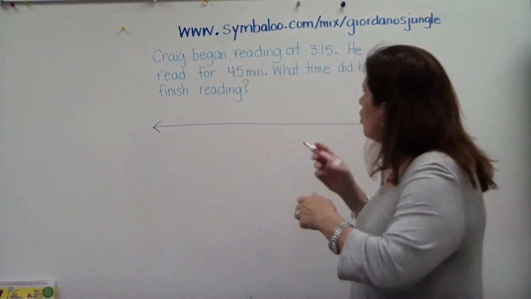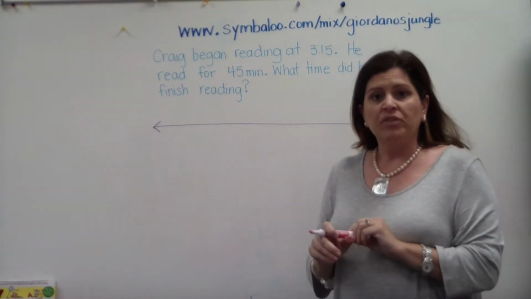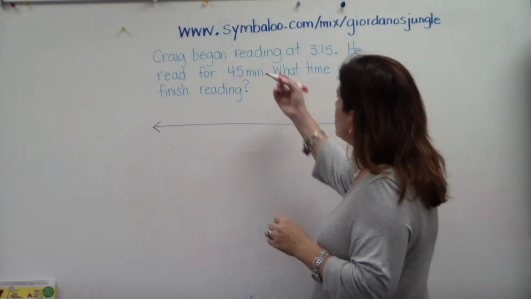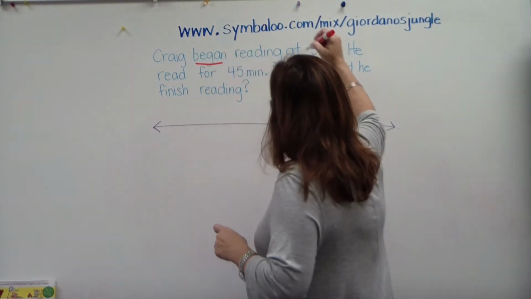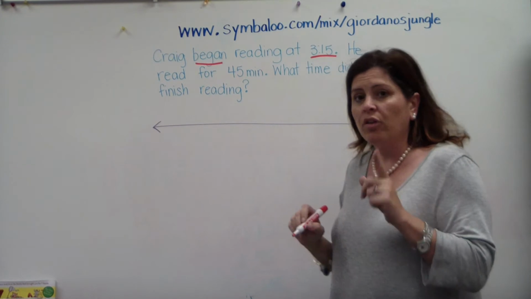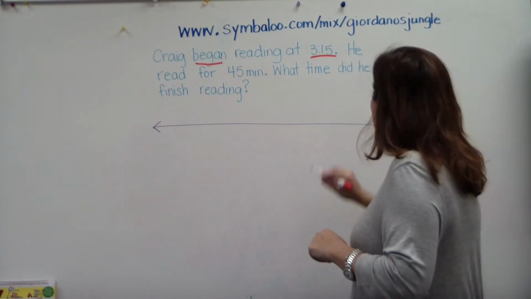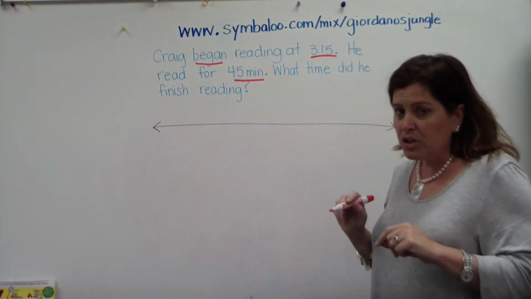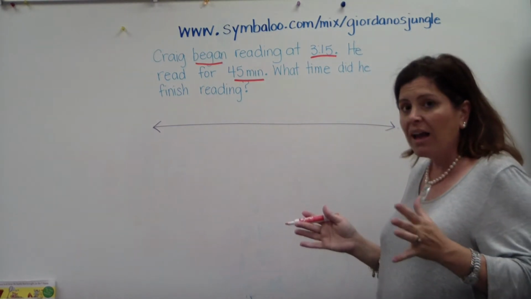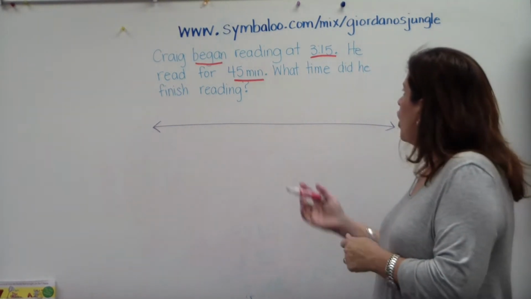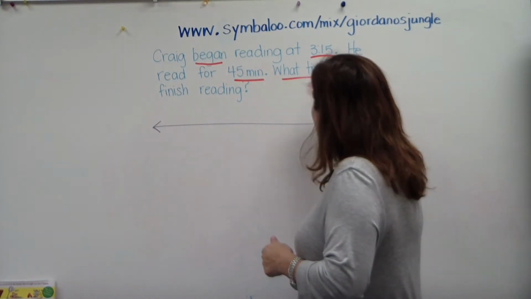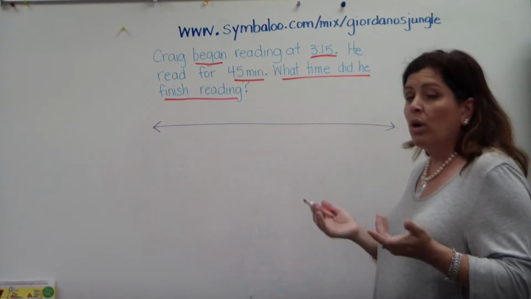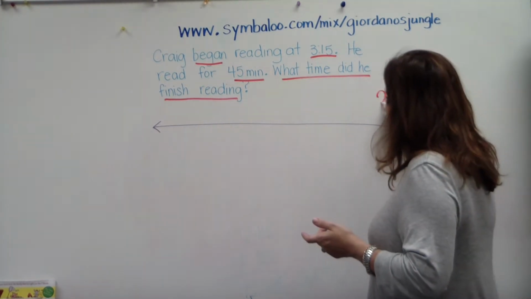Let's say Craig began reading at 3:15. Well, we know that's important information, and we're going to use our close reading strategies to underline the word began and 3:15 because we know those are very important to what we're doing here. He read for 45 minutes. We know that's important too because that's the duration of time that he took to read. Our question is, what time did he finish his actual reading? Well, that means, what is our stop time? We don't know what that is.